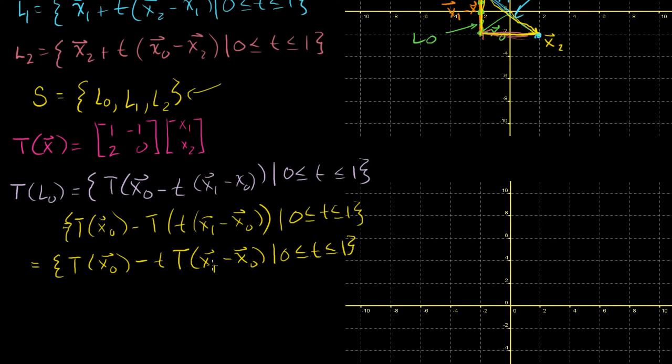And then the transformation of the sum of two vectors is equal to the sum of their transformations. We've all seen this before.